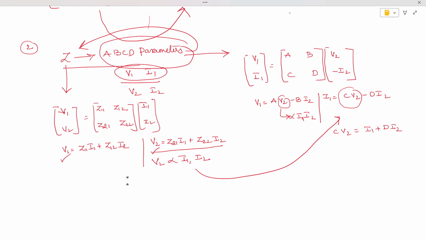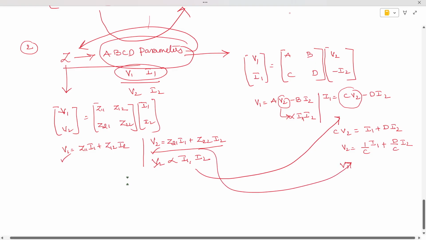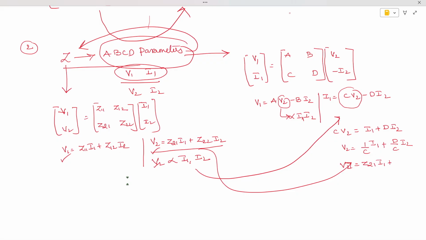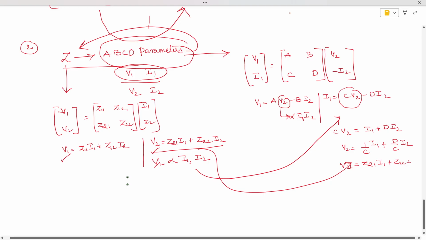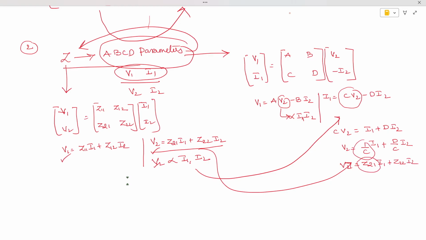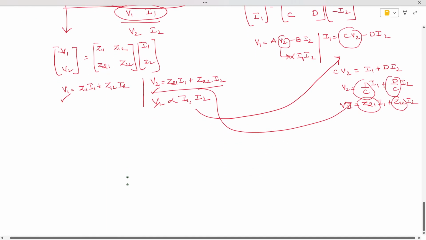So I require the equation for V2. V2 is equal to 1 by C into I1 plus D by C into I2. Compare with this expression: V2 is equal to Z21 I1 plus Z22 I2. When you compare, what are you going to get? This is Z21, 1 by C. This is Z22, which is D by C. So we have got two values.